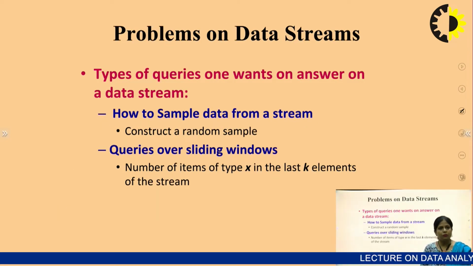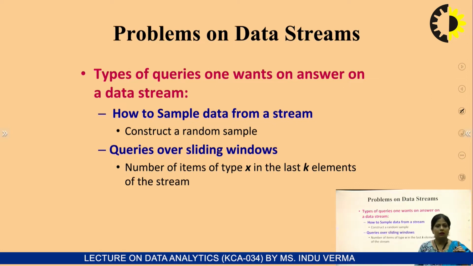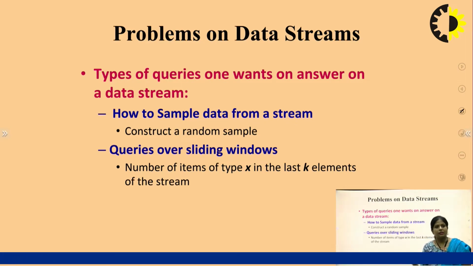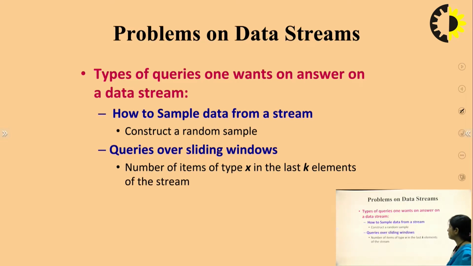So, what are the problems on data streams? The type of queries one wants answered on a data stream is, number one, how to sample data from a stream. Sampling is a main problem: how to sample from a stream where we cannot be sure that the data is coming at the same rate, in the same format, and the next we will be having other data as well. Construct a random sample. Queries over sliding window: number of items of type X in the last k elements of the stream.